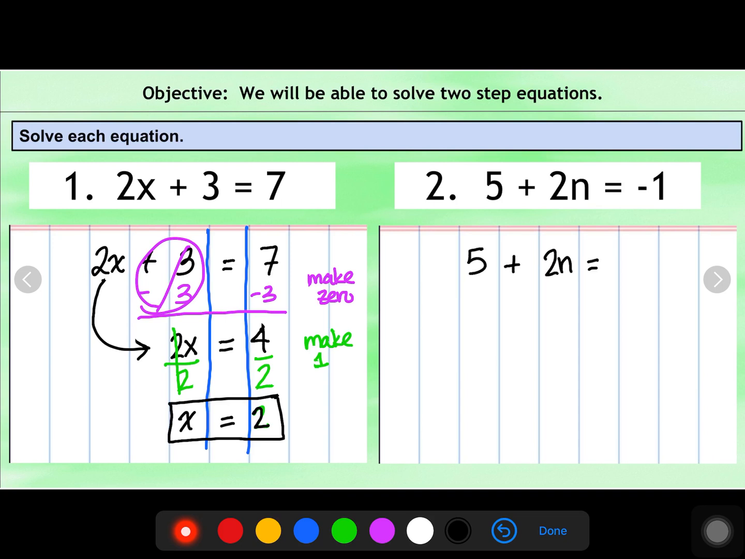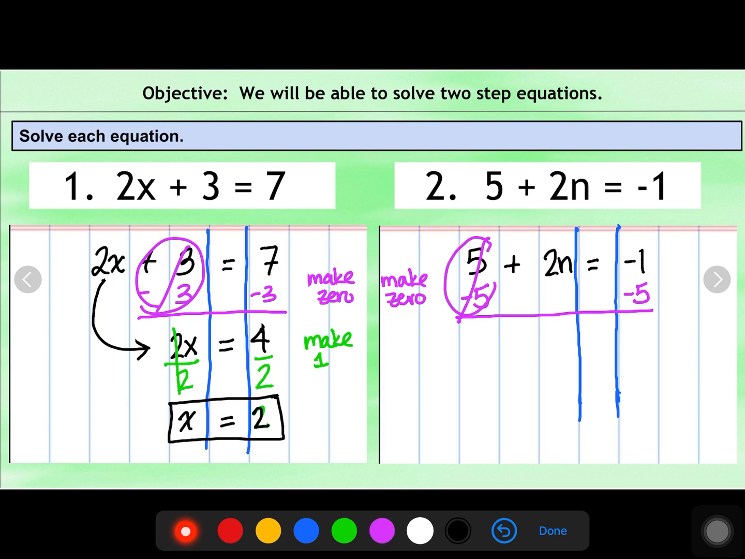This is 5 plus 2n equals -1. Okay, here's where my equal sign is, so that's always going to stay there. Do not ever move that equal sign. And remember, our first step is to make 0. So I'm looking, is this the one that I make 0, or is this one? It's this one, because this one's multiplication right here. So I'm going to take the 5. Because that's a positive 5, we want a -5, because that is what's going to be the opposite and make 0. But whatever I do here, I've got to do over here. So it's -5.